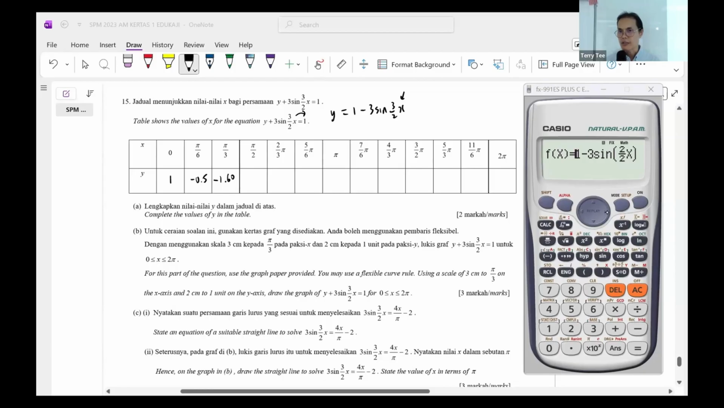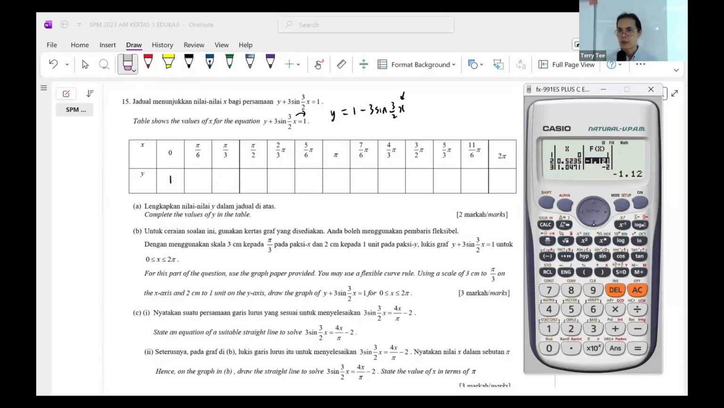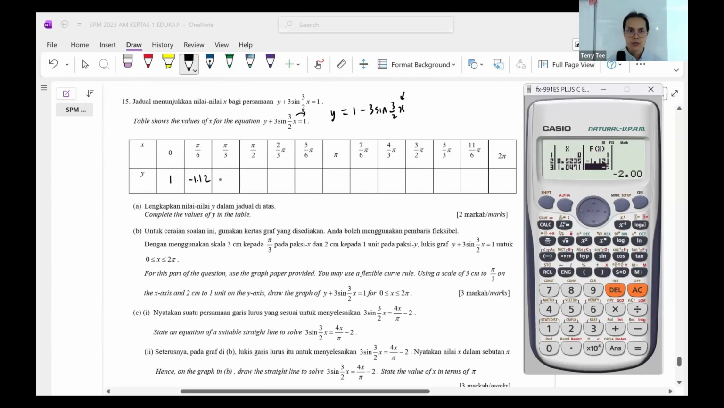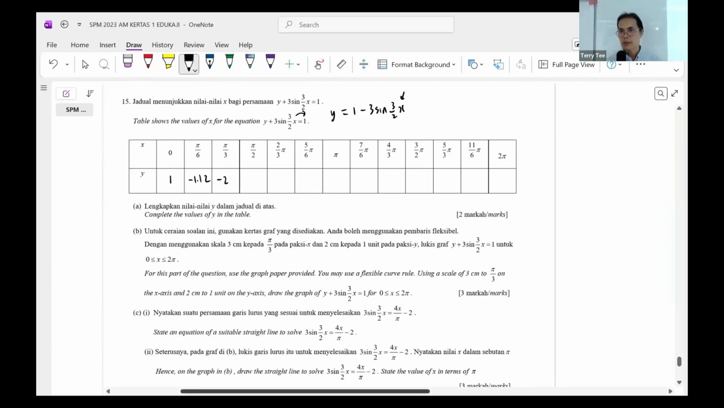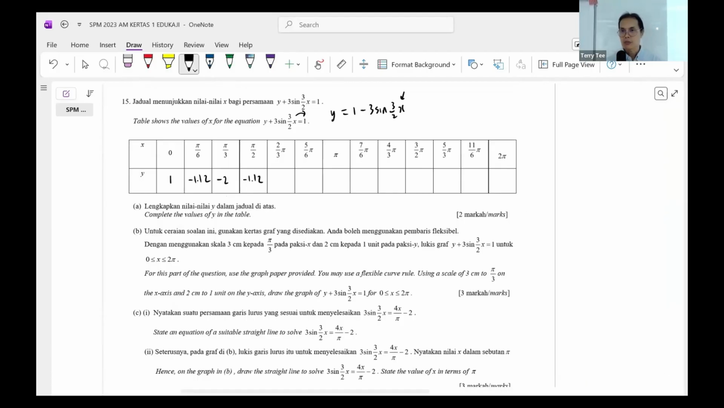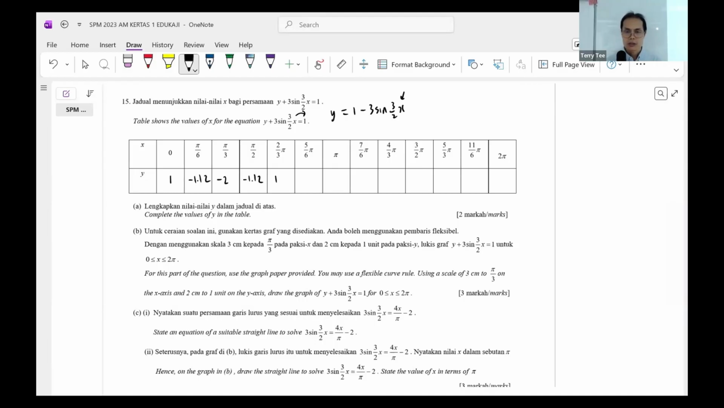Okay, sorry, I typed this wrongly. I didn't realize this is 3 over 2. So 3 over 2x, you press equals. The first one is 1. So I just typed wrongly just now. So change this for me. First one is 1. Next one, negative 1.12. Next is negative 2, 2.00, you can write negative 2. Next one is negative 1.12 again. Next one will be 1 again, 1.00, you can just write 1.